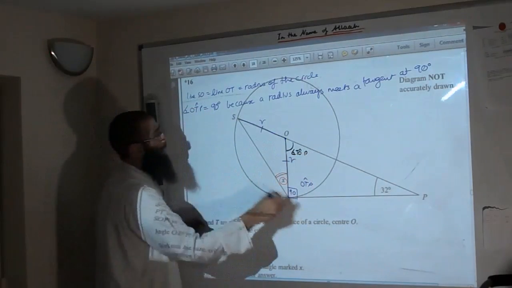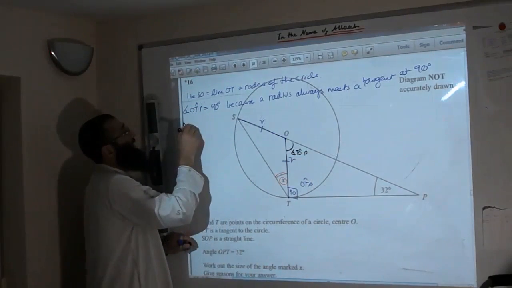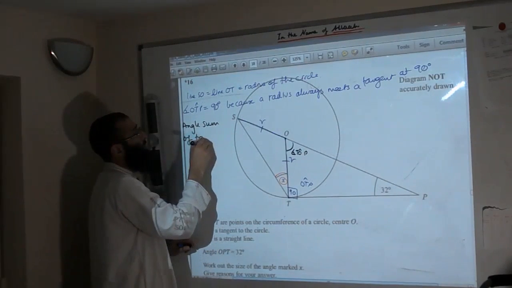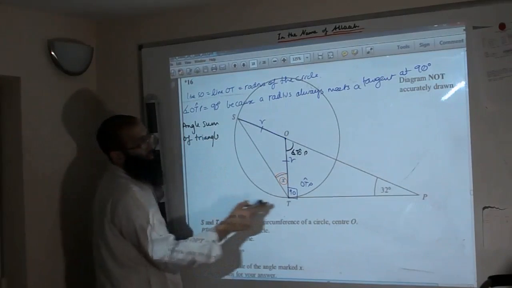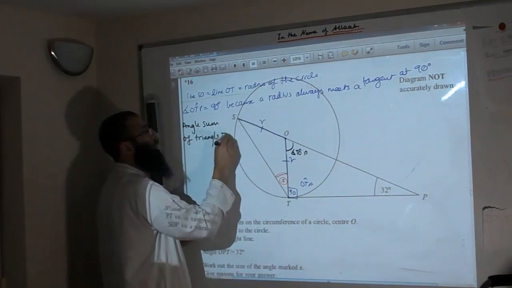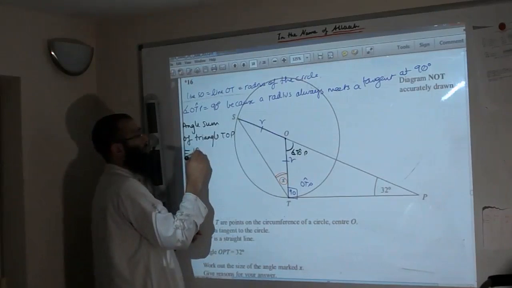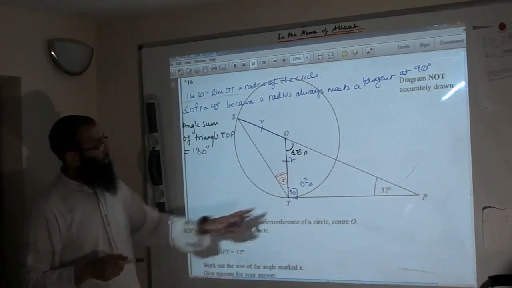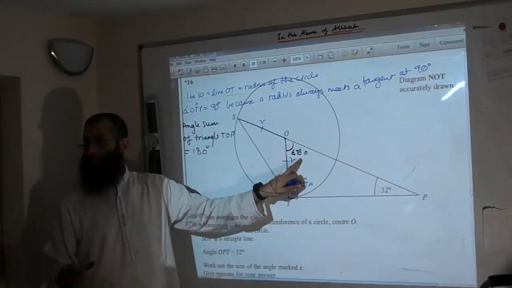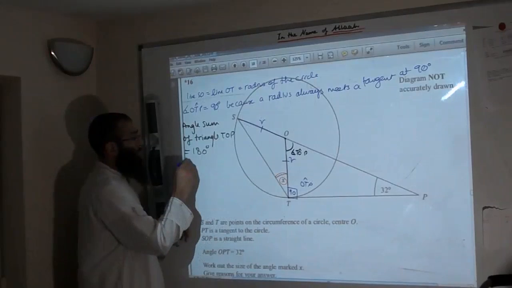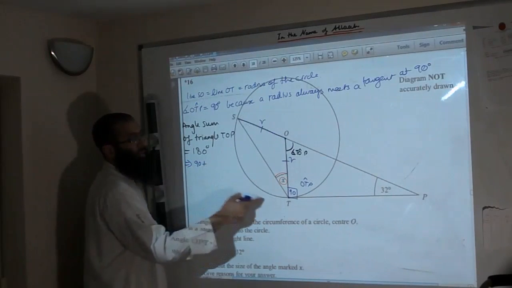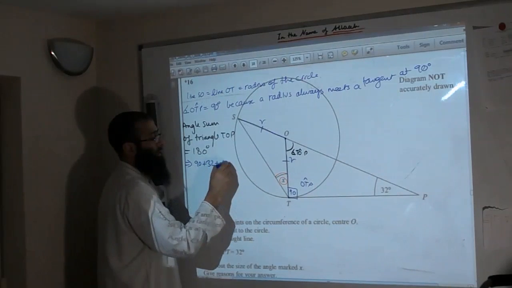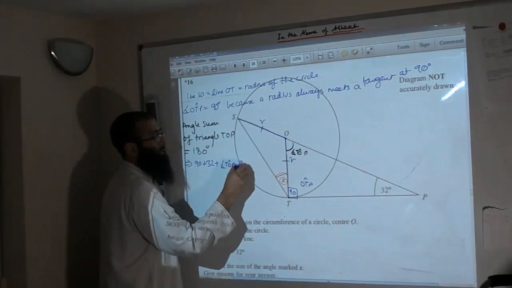So, we have a triangle here. What is the angle sum of a triangle? 180. Lovely. Angle sum of triangle TOP is equal to 180. That's okay, Zishan? So 90 plus 32 plus that will give us 180. So let's write that down next. Therefore 90 plus 32 plus angle TOP is equal to 180.